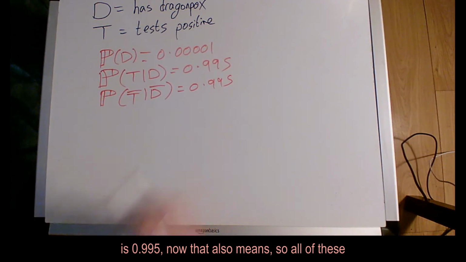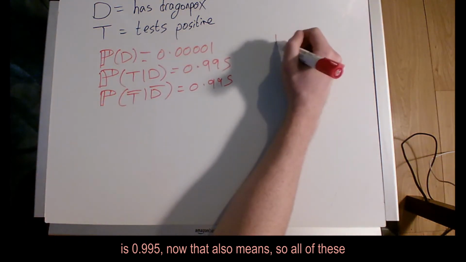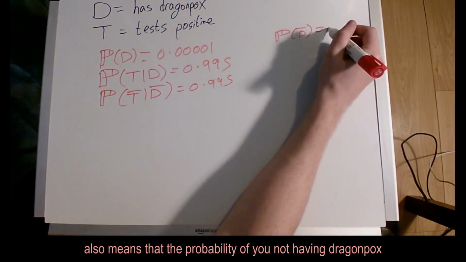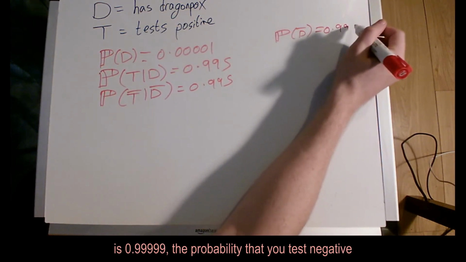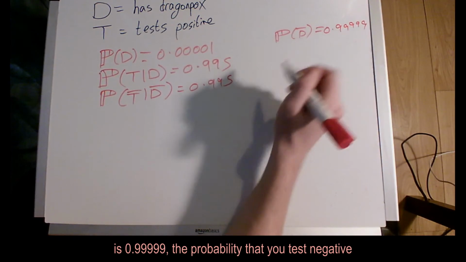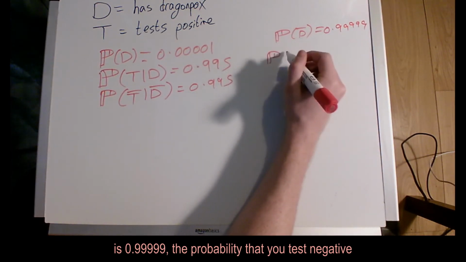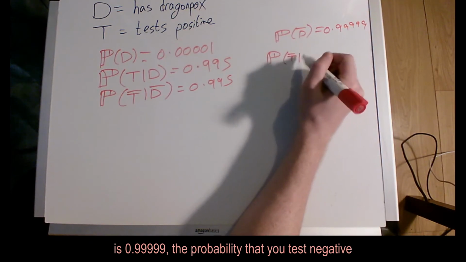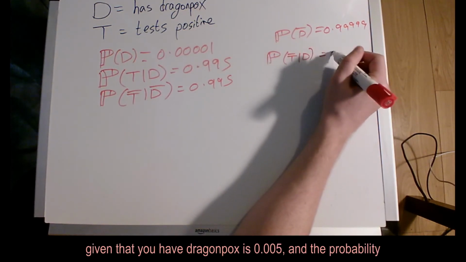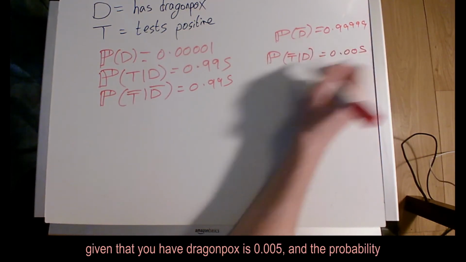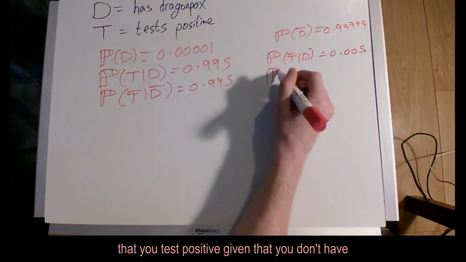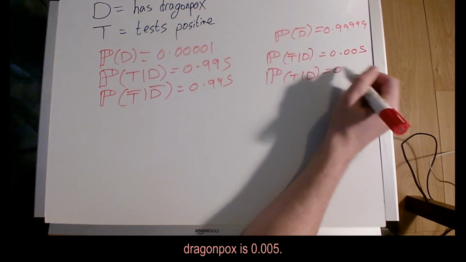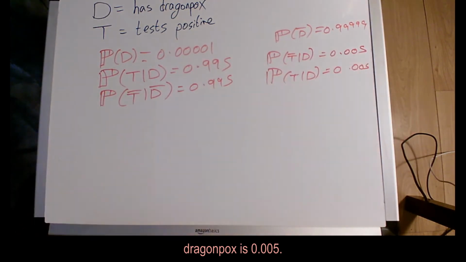Now all of these also mean that the probability of you not having dragonpox is 0.99999. The probability that you test negative given that you have dragonpox is 0.005, and the probability that you test positive given that you don't have dragonpox is 0.005.